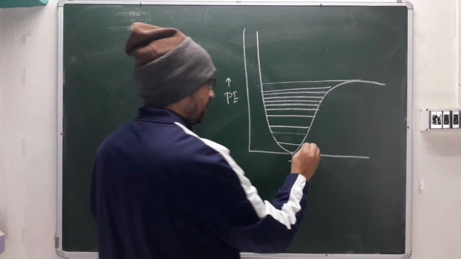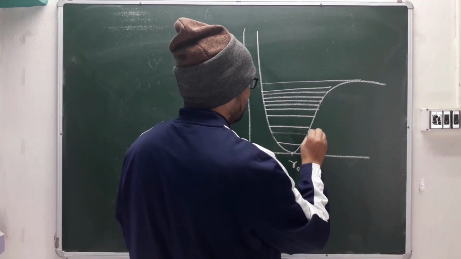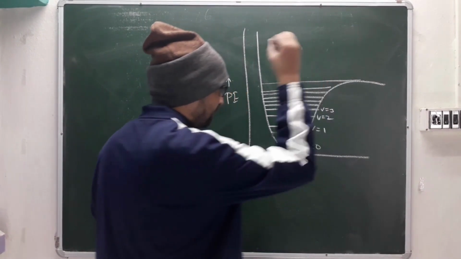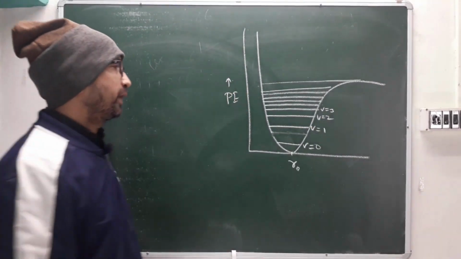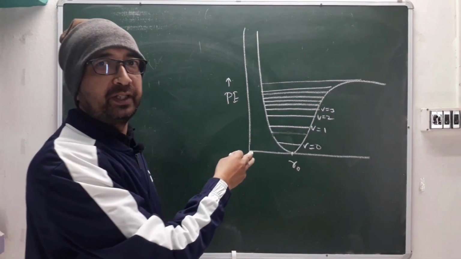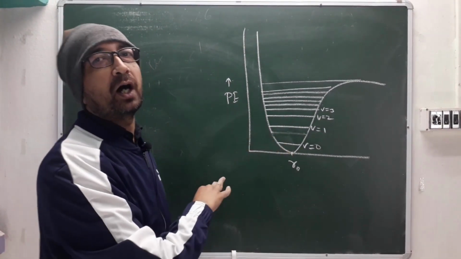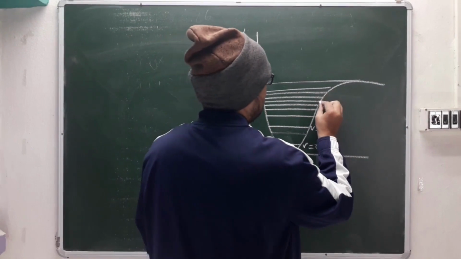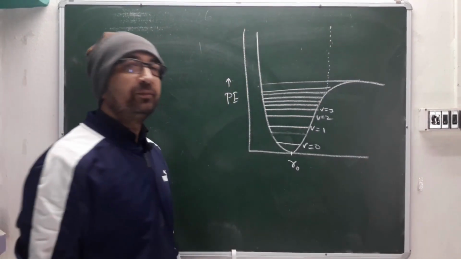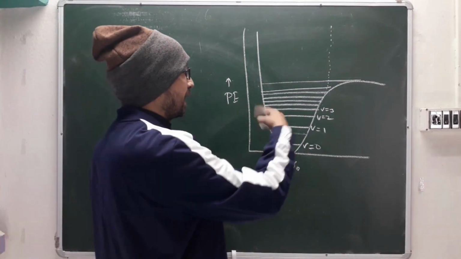So this will be vibrational level 0, vibrational level 1, vibrational level 2, vibrational level 3. Likewise it will go on. So with this Morse curve, this is the anharmonic oscillator. If you want to draw the harmonic oscillator, you have to do this one. This will be the harmonic oscillator, correct? And this one is the anharmonic oscillator.